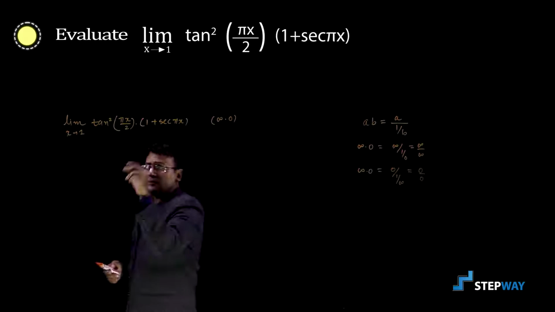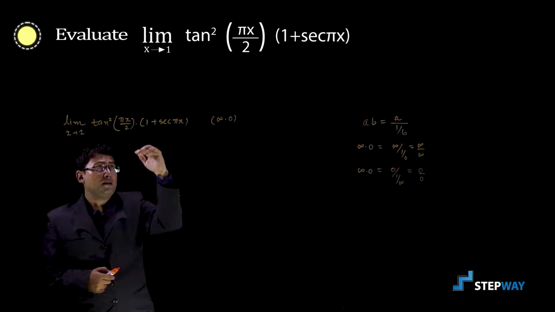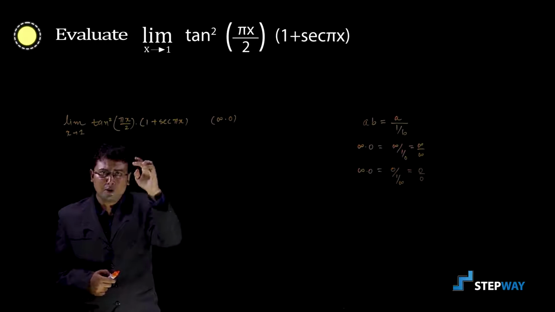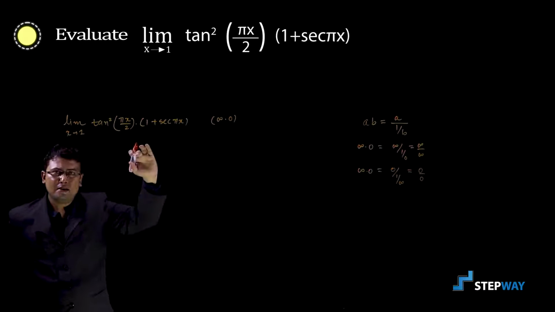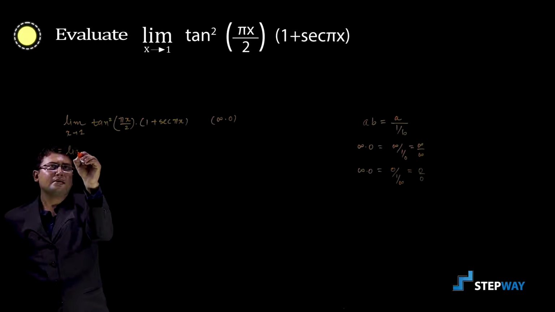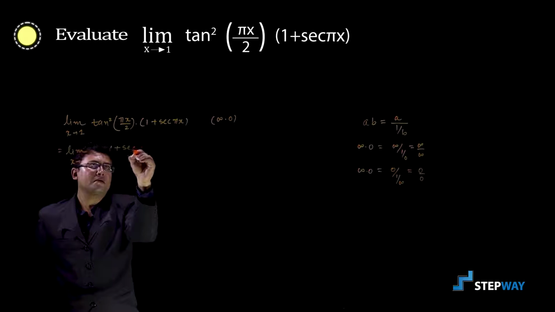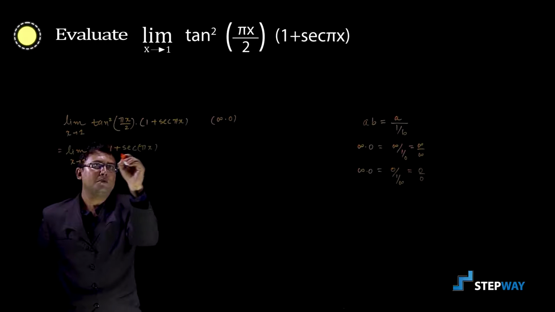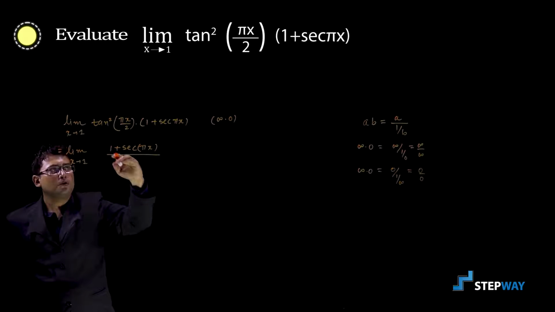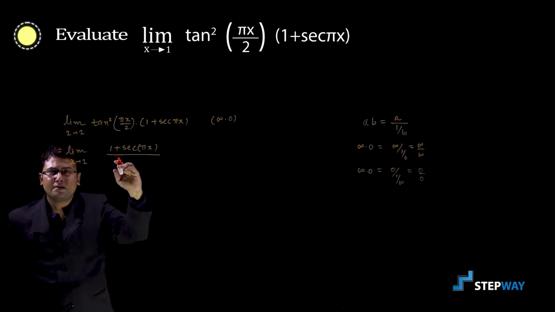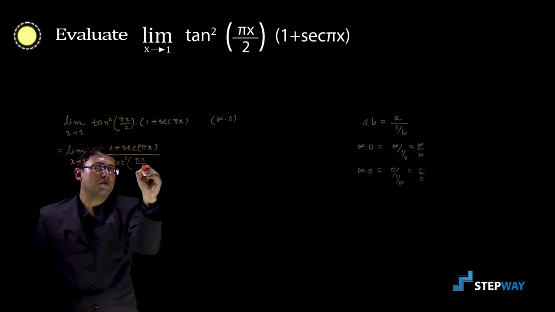Now there are two terms. We take tan square in the denominator. If we take 1 plus sec pi x in the denominator, the calculation will be difficult. So we take tan square in the denominator. So limit x tends to 1, 1 plus sec pi x divided by 1 upon tan, that is cot. So tan square goes to denominator, 1 upon tan square, that is cot square pi x by 2.